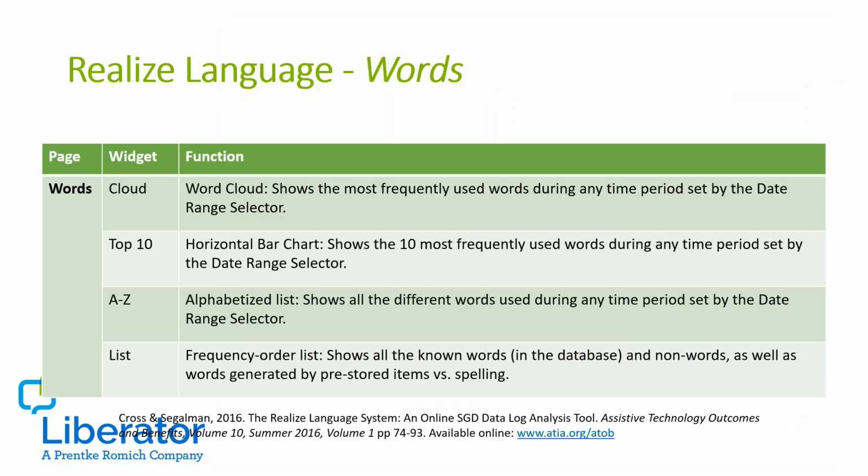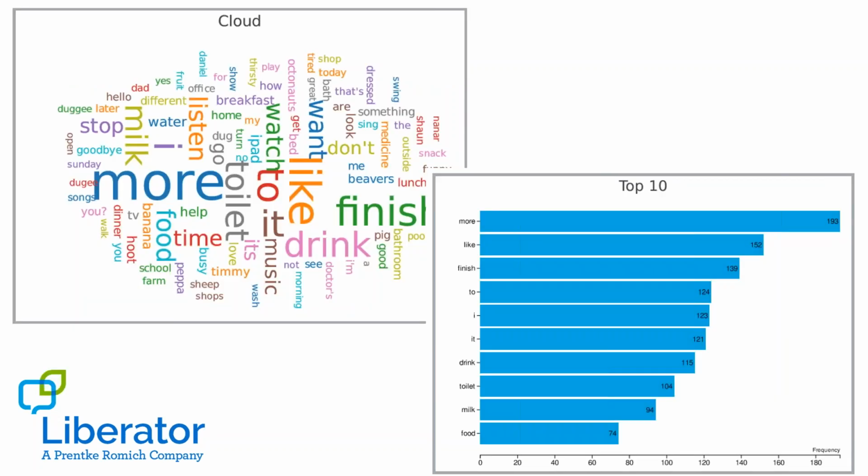We can have a look at the specific words that are being used. So using that word cloud, using that top 10 that we had a look at before, and we'll have a look at again. We can get a list of just all the words by frequency. So lots of specific information about words. So here's a couple of examples of a word cloud and a top 10 display.